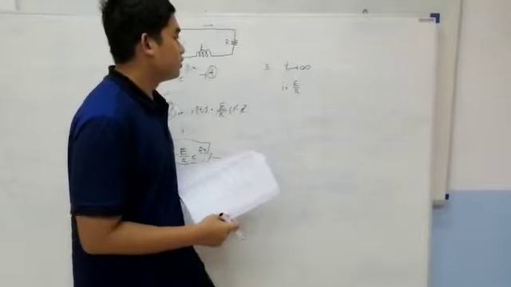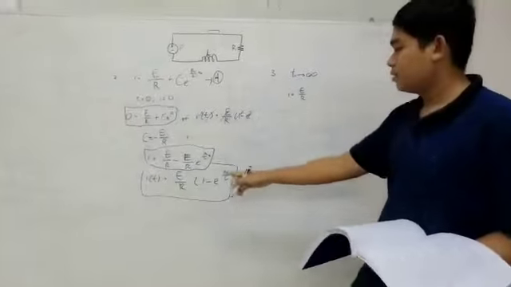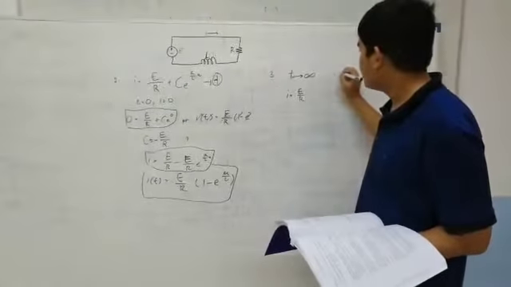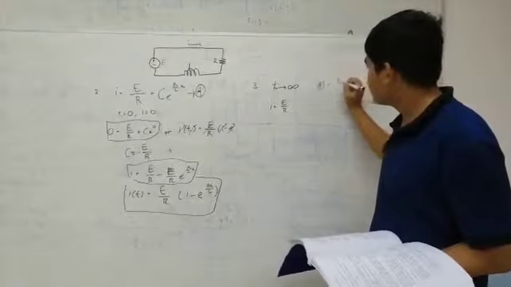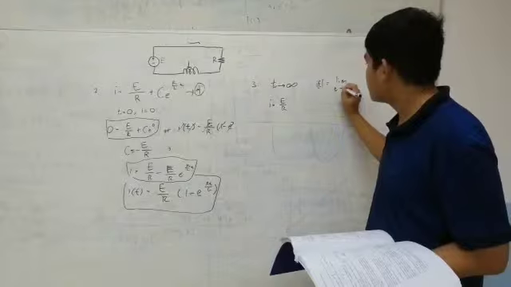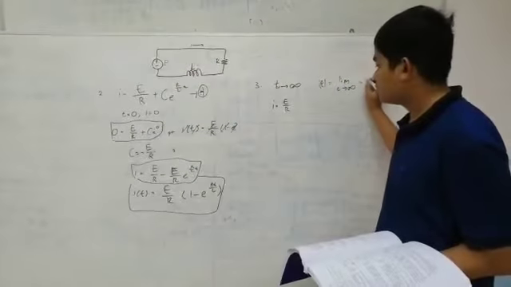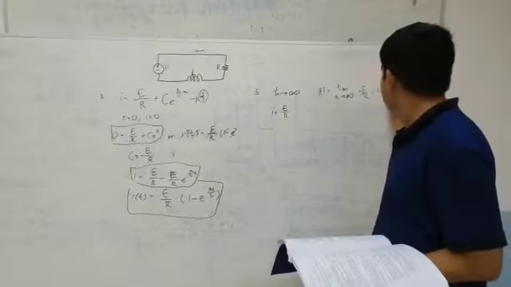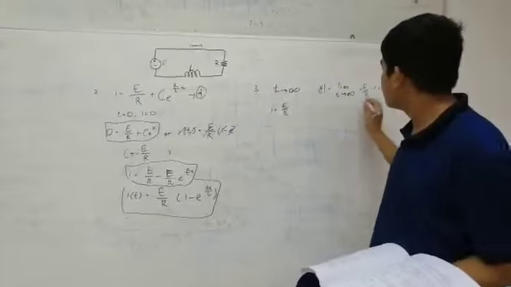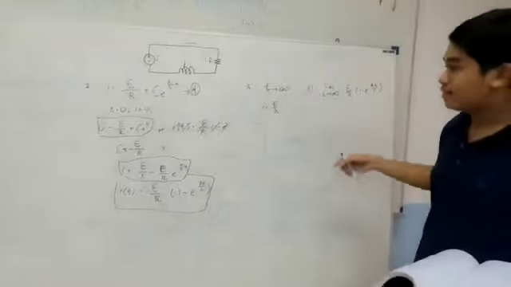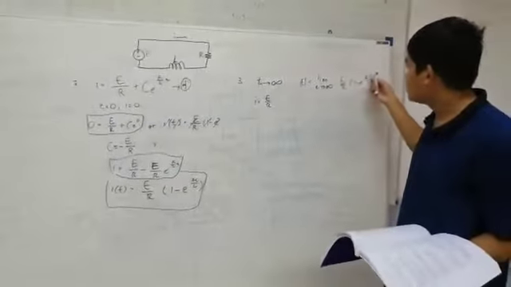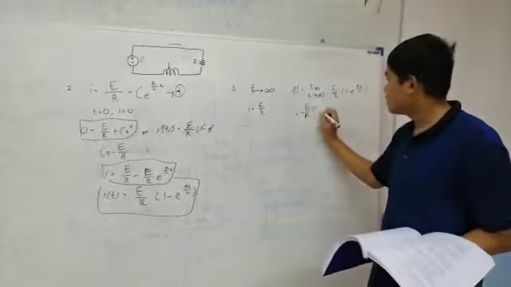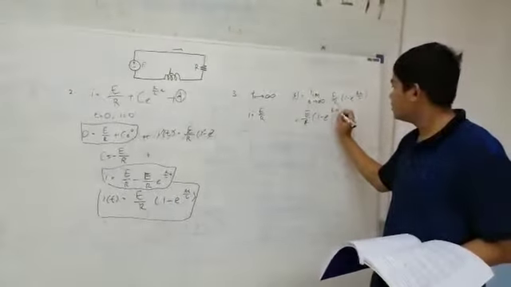For question 3, what is the value of I as t approaches infinity? If t approaches infinity, we should use a limit. The limit as t approaches infinity of E over R times bracket 1 minus e to the power of negative Rt over L.